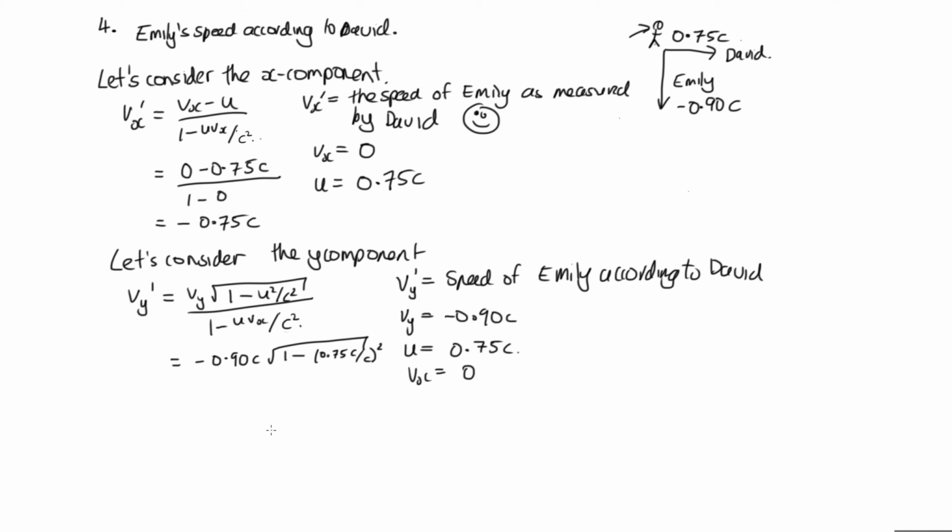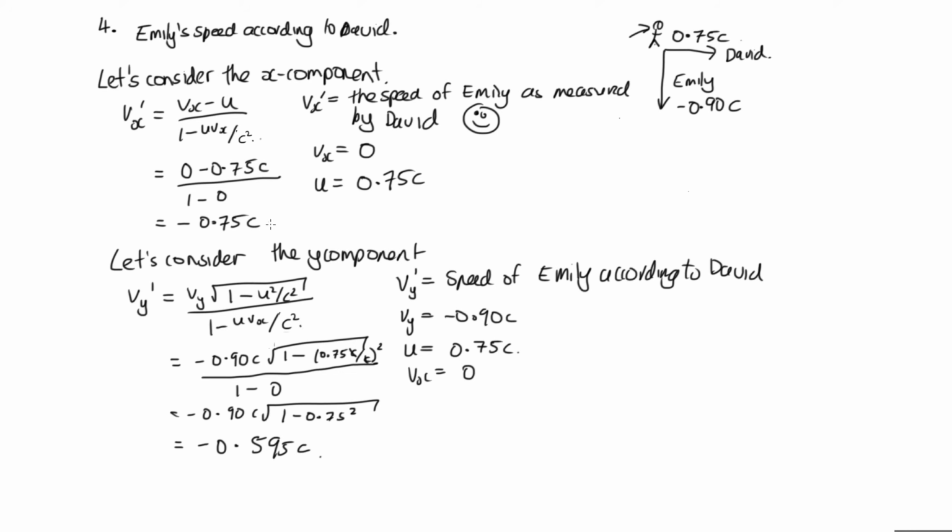over 1 minus... now vx is 0, so this is still over 1. So this is equal to minus 0.90c times the square root of, this c cancels this c, and we have 1 minus 0.75 squared. And solving this, we end up with minus 0.595c. Okay, so sanity check again. If we're David, it does look like Emily's moving downward, so it should be negative. It seems fairly reasonable. Okay, what we were asked to find was Emily's speed.